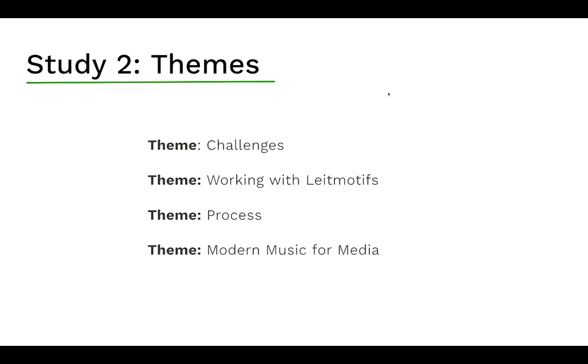And then modern music for media: we found that how leitmotifs work and how music for media works is changing. If you think of leitmotifs like John Williams, really long, really developed leitmotifs. Nowadays it's changing. Composers tend to write shorter, less complex motifs because it's easier to use them and develop them.